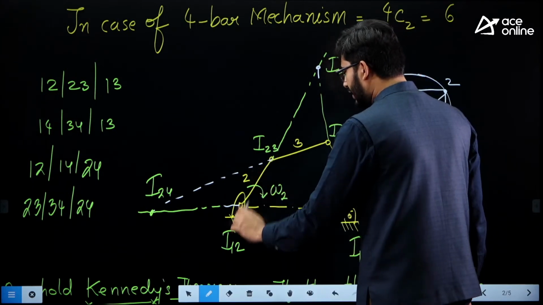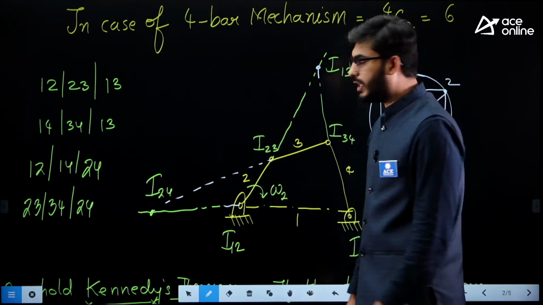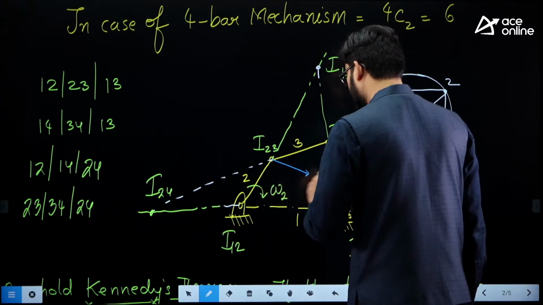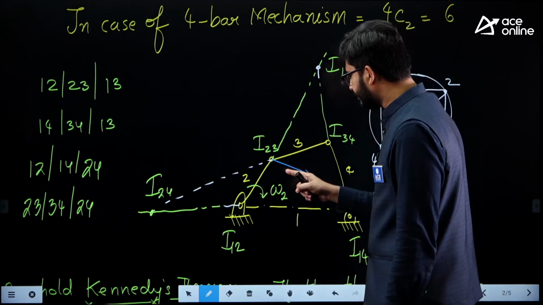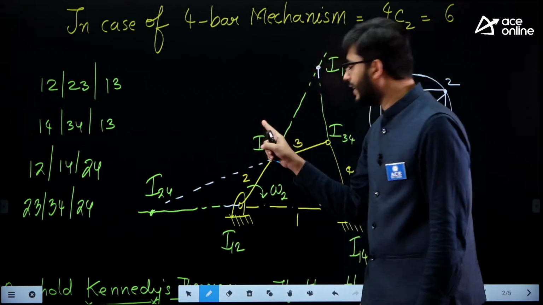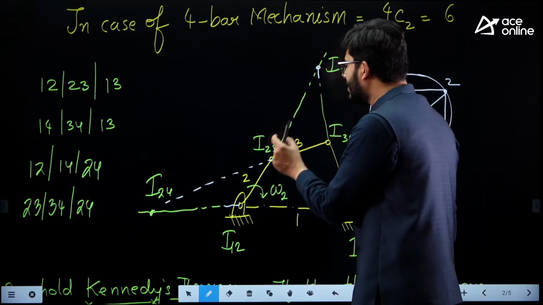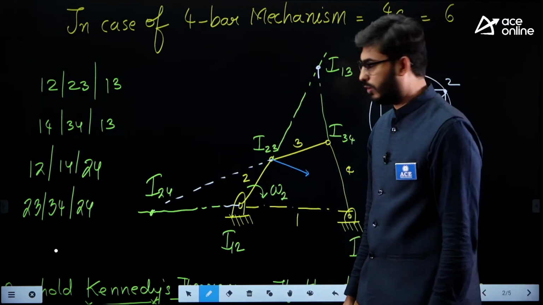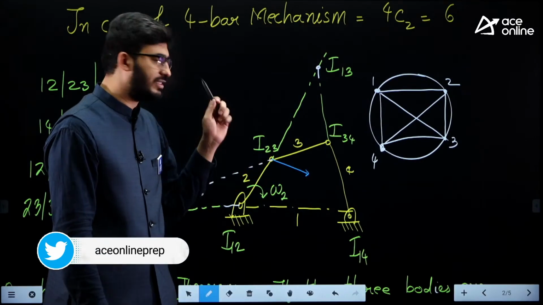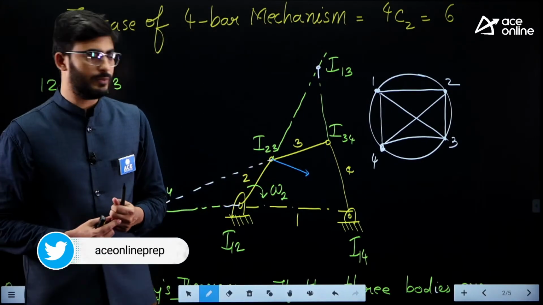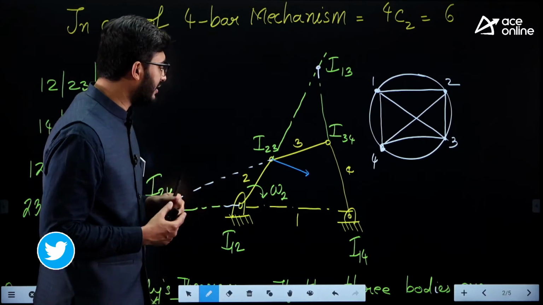So the velocity vector will be perpendicular to the link. It will be like this, guys. Now if you notice, this point I23 is having some velocity. We call this the relative I center also. So this is having some velocity.